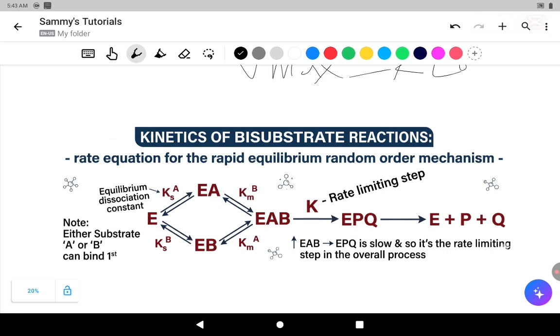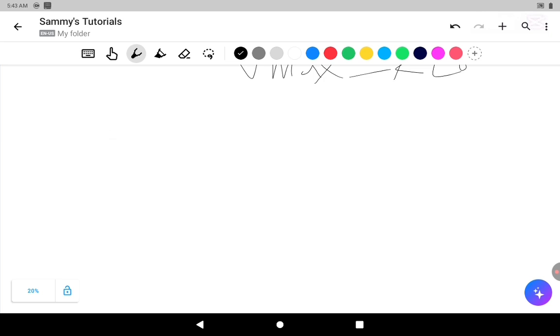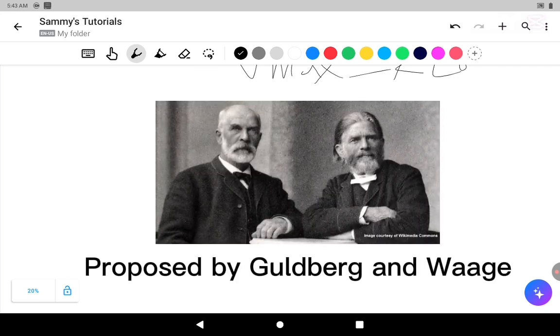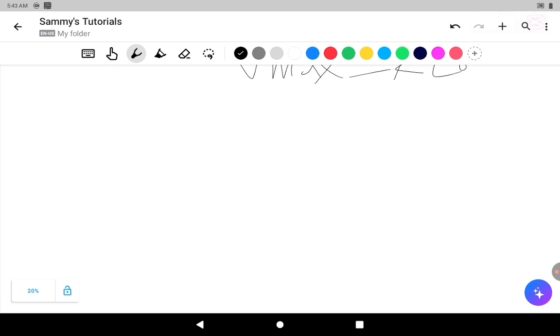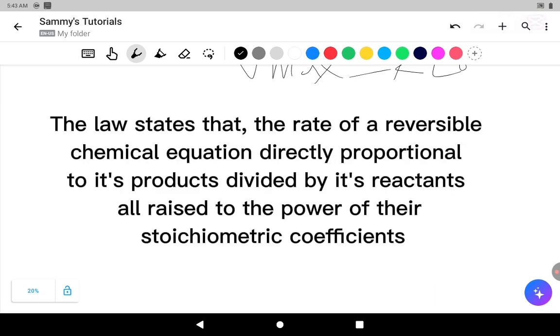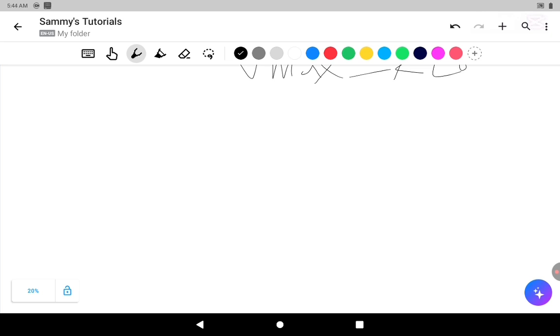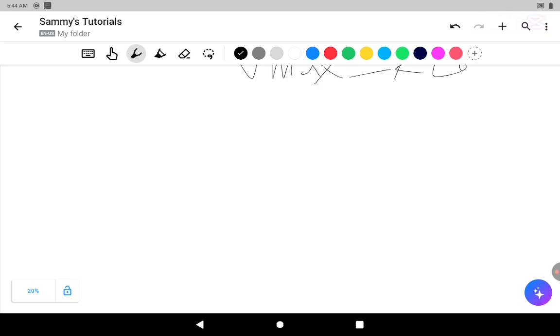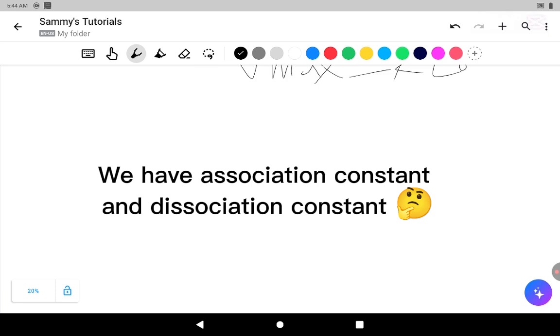Now the first thing to consider is the law of mass action, because that's what we are using to solve everything here. Okay, so we are going to solve for the EA complex. How did we arrive there, and what is the constant for that? The law of mass action, proposed by Guldberg and Waage, two great scientists, states that the rate of a chemical reaction is directly proportional to its products all over its reactants, all raised to the power of the stoichiometric coefficient. All right, now after understanding this, the inverse of this particular law is the dissociation constant. We have the association constant and the dissociation constant.